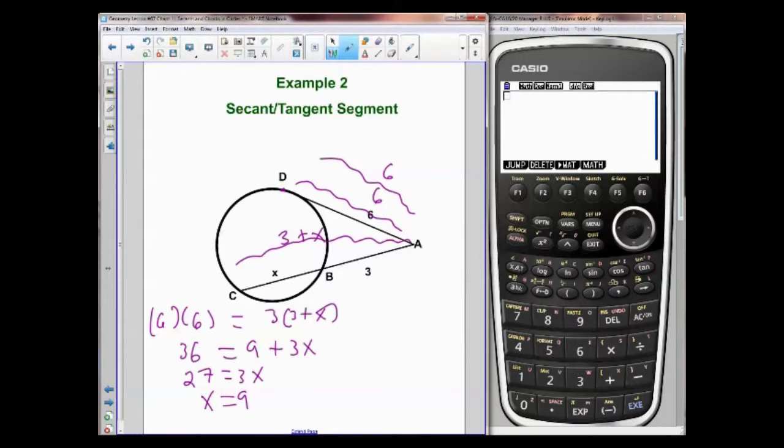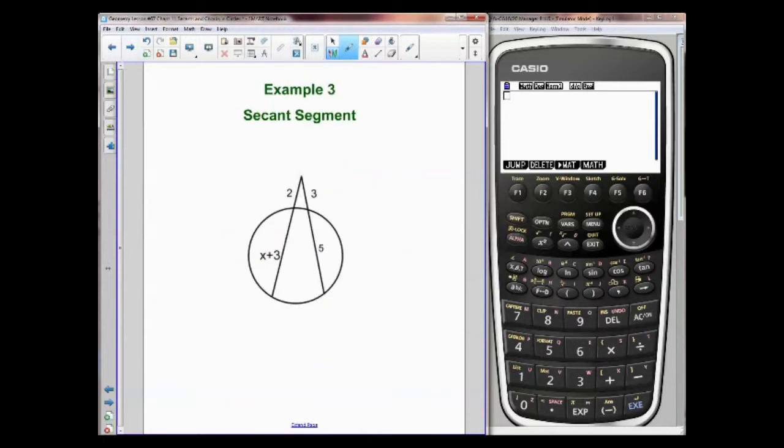Moving on to the last example. This is just more practice. Outside times whole is equal to outside times whole. I probably should have put a quadratic on here just for the fun of it. So here we have 2 times x plus 5. Do you see where the x plus 5 comes from? If not, pause and investigate. Is equal to 3 times 8.